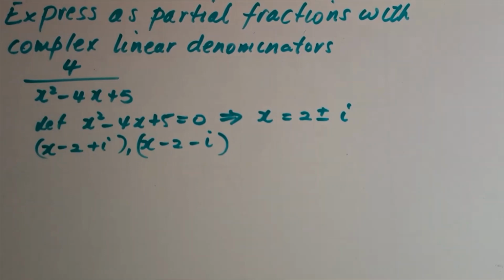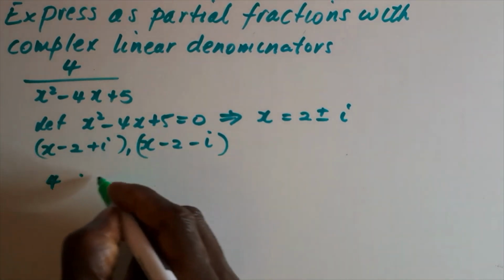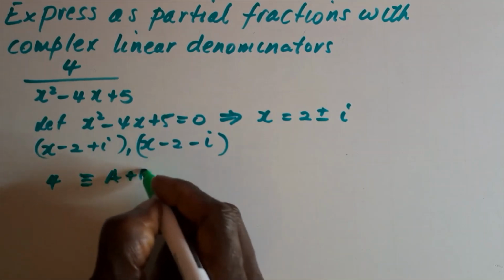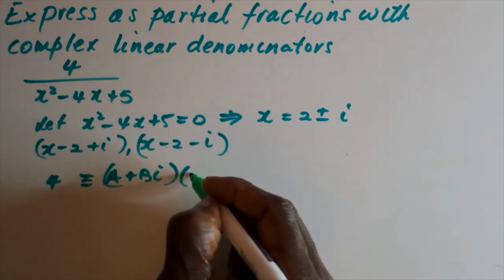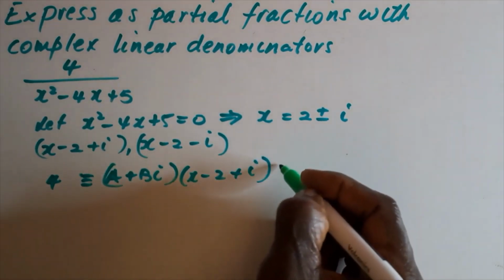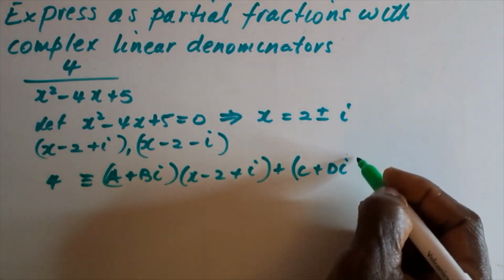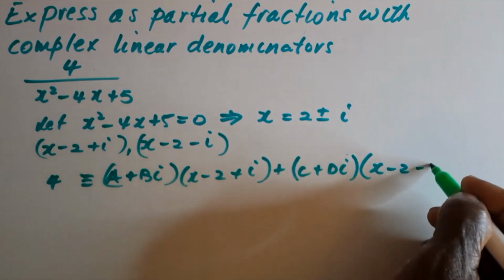Now because both the left and the right hand side had the same denominator, x squared minus 4x add 5, we can write that 4 is equivalent to a add bi, x minus 2 add i, added to c add di, x minus 2 minus i.